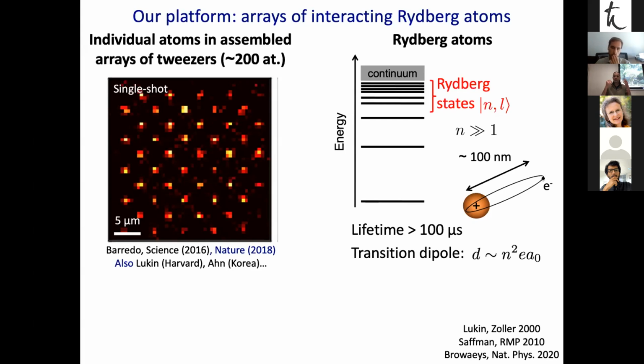The consequence of having this large principal quantum number is twofold. The first thing is that the lifetime of a Rydberg state is long. Well, it's just above 100 microseconds, so it may not look very long to you, but as you will see, it's long enough.